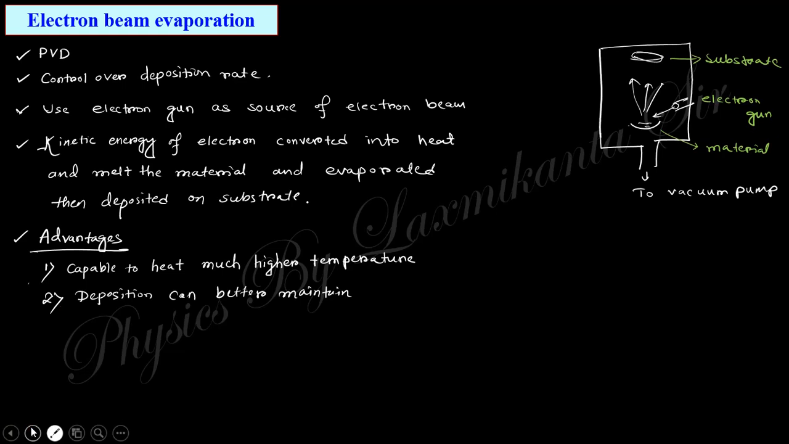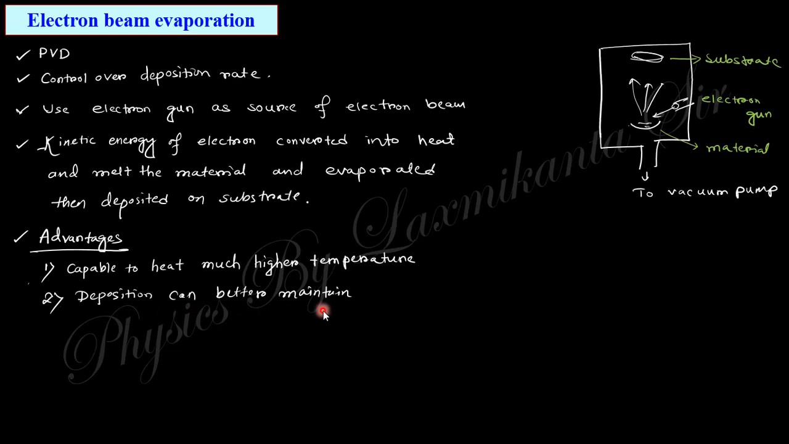Next is electron beam evaporation. That is, instead of heating, you can vaporize the material using an electron gun. The high energy electrons convert this material from solid to vapor. This is also physical vapor deposition. The deposition rate can be controlled using this electron gun. The kinetic energy of the electrons is converted into heat, melting and evaporating the material. Advantage: it is capable of heating to a much higher temperature compared to the heater, and deposition can be better monitored.